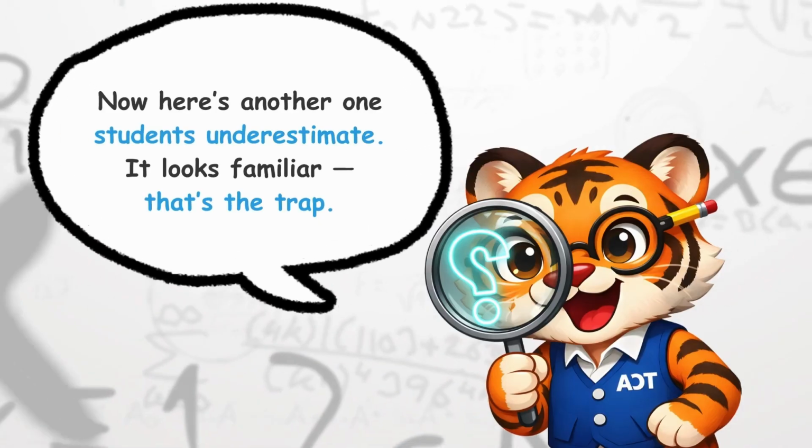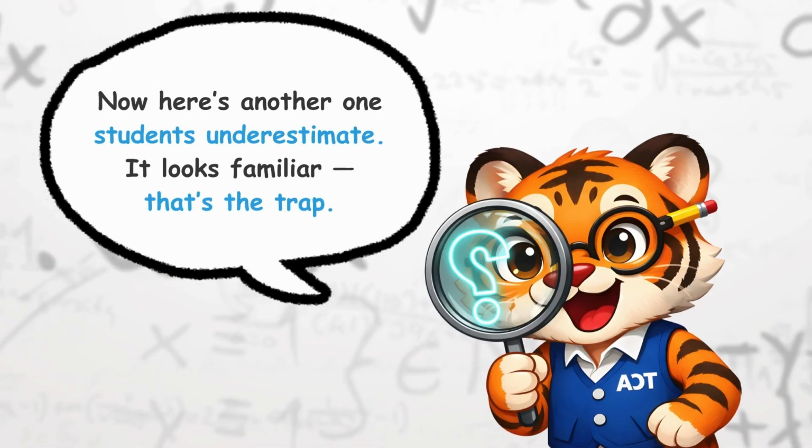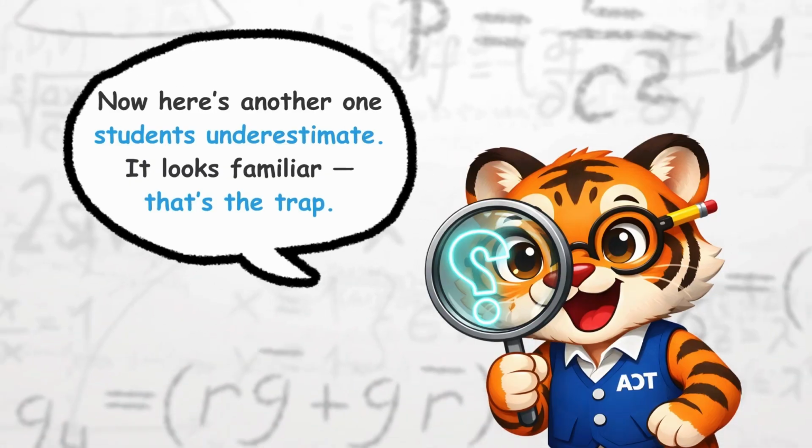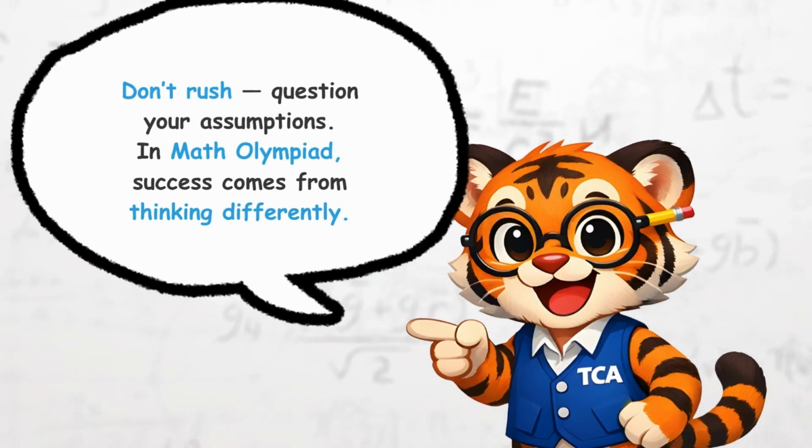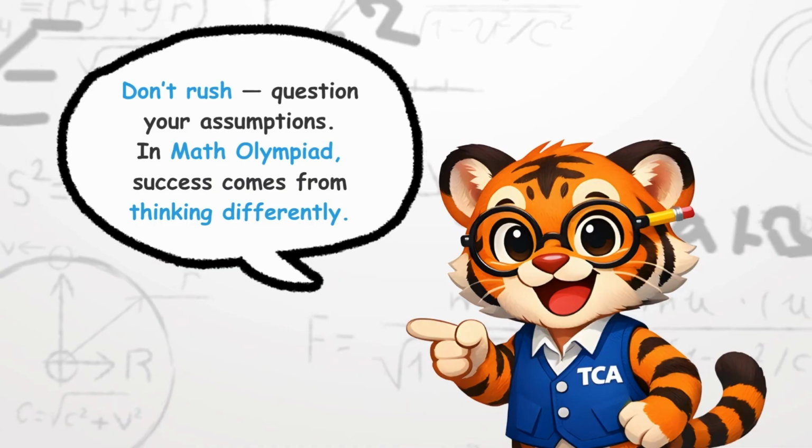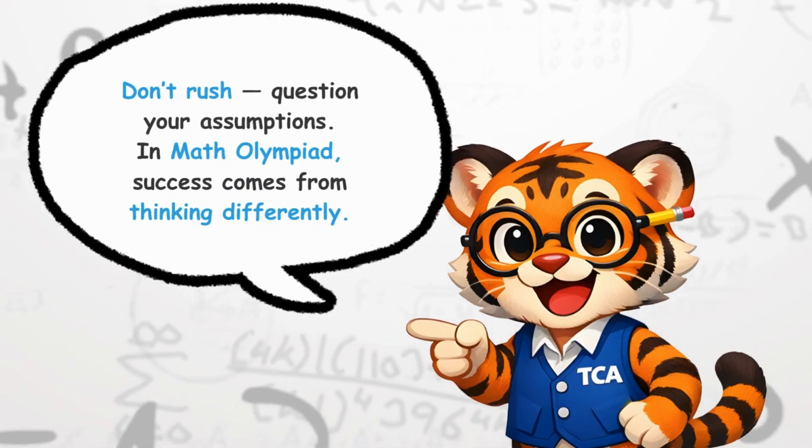Now here's another one students underestimate. It looks familiar. That's the trap. Don't rush, question your assumptions. In Math Olympiad, success comes from thinking differently.